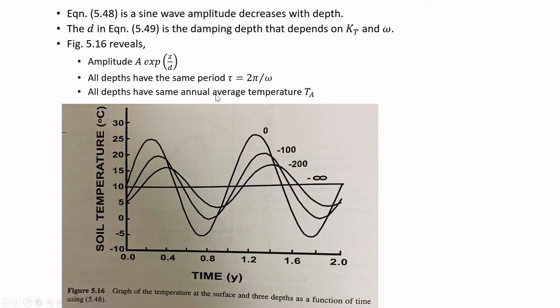But all depths have the same annual average temperature. If you take every point in this sinusoid graph at zero depth and average it out, you still get 10 degrees Celsius. If you take every point at the depth of negative 100, add it up and divide by the number of points, you still get 10 degrees Celsius. For 200 centimeter depth, it's also the same. You still get the same annual average temperature, TA.